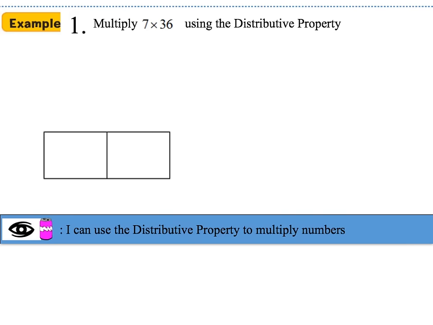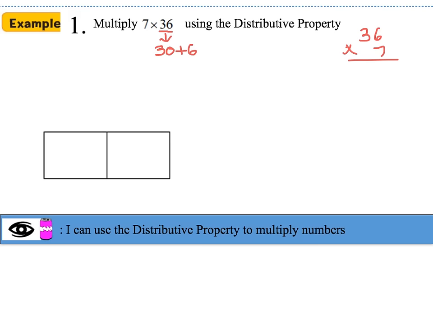Let's take a look at example 1, which says multiply 7 times 36 using the distributive property. What I want to do is look at 36 and break it up, because 7 times 36, yes, we can go ahead and multiply it like this and we can get an answer, but we can also break 36 up so we can make our life a little bit easier. So I can break 36 up into 30 plus 6. It's still equal to 36, it just looks a little different.